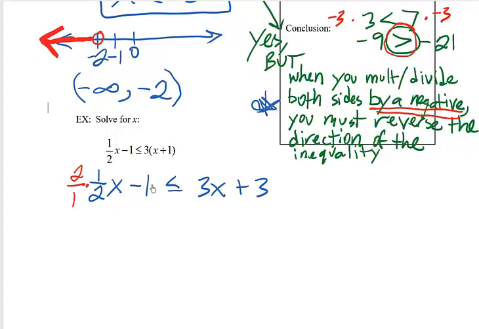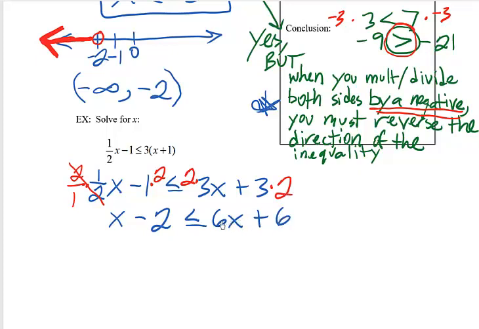So I see 2 terms on the left, and I see 2 terms on the right. They all need to be multiplied by 2. Now, anytime you're multiplying, you got to think about your exception, but 2 is positive, so I'm safe, no problem there. Here the fractions cancel. I'm left just with x. 1 times 2 is 2. And then on this side, I'm going to get 6x plus 6. Okay, and then I'm going to continue solving.